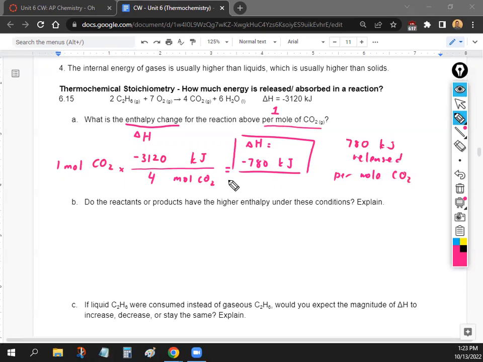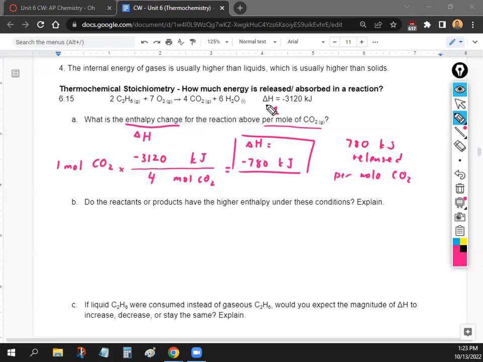Do we need to notate that we're talking about CO2 in our answer? No, that's fine because it's asking for it. And if they ask you for O2 instead of CO2, you can still ask for that enthalpy change.